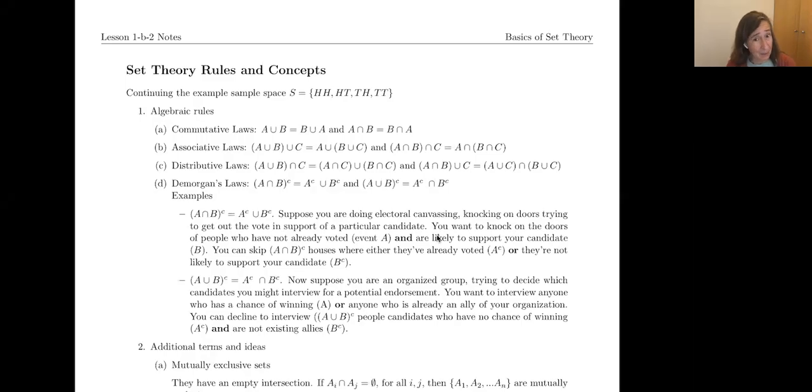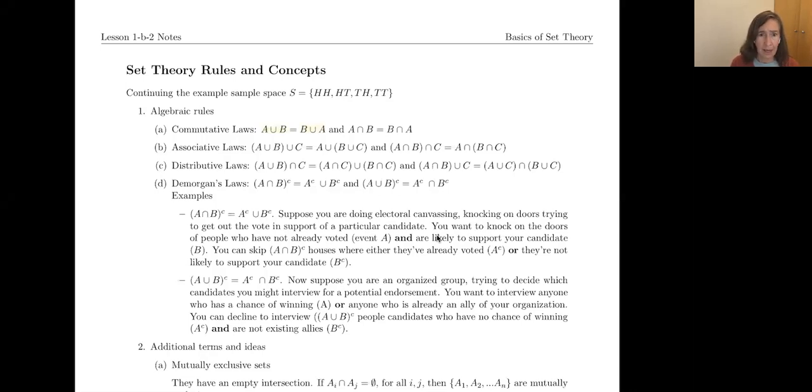Okay, so a little more on sets. We have algebraic rules for sets, just like we do for numbers and lots of other things. So set union and set intersection are commutative, and that's awesome.